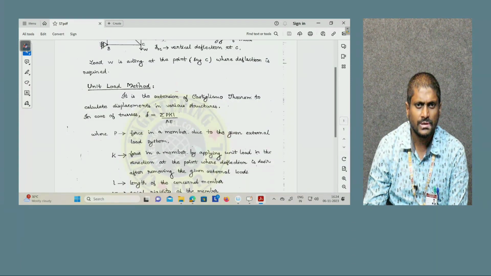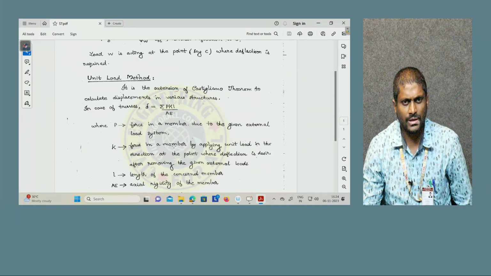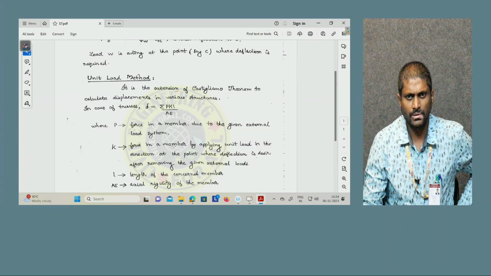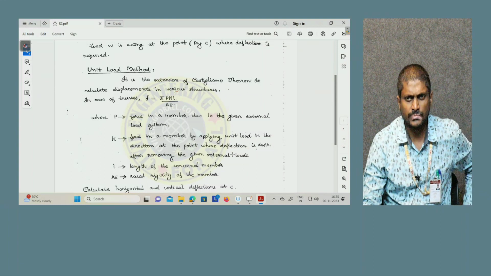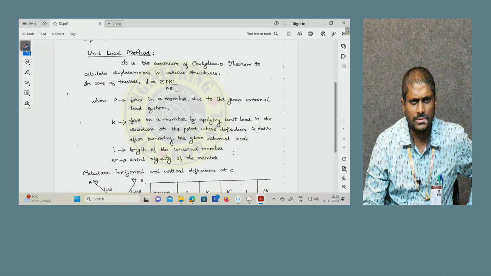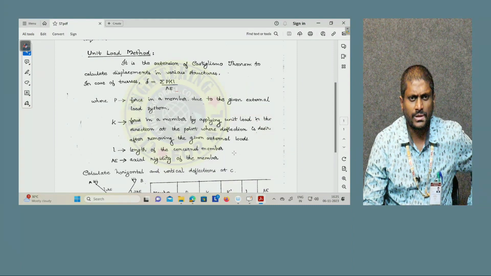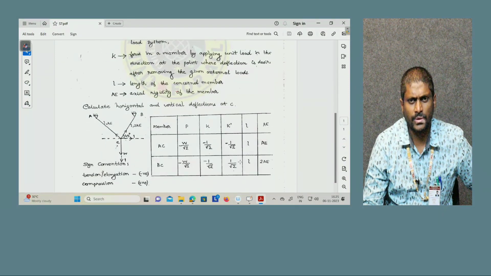In case of trusses, delta equals to summation of PKL by AE, where P equals to force in a member due to the given external load system, and K is force in a member by applying unit load in the direction at the point where deflection is desired, after removing the given external loads. L is length of the concerned member, A is axial rigidity of the member actually. Then calculate horizontal and vertical deflection at C by applying the unit load method.